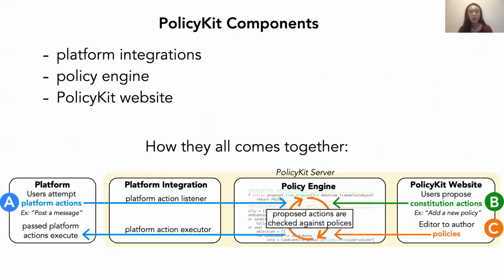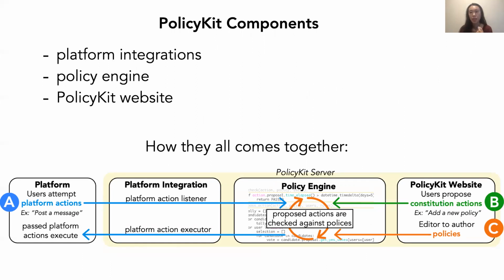These are the components of PolicyKit to make it work. PolicyKit consists of a series of platform integration libraries, one for each platform that PolicyKit can work with. So far, we've written libraries for Slack, Reddit, and Discord. The integration libraries do things like listen for actions that happen on a platform that need to be governed. They also execute any actions that have passed back on that platform.